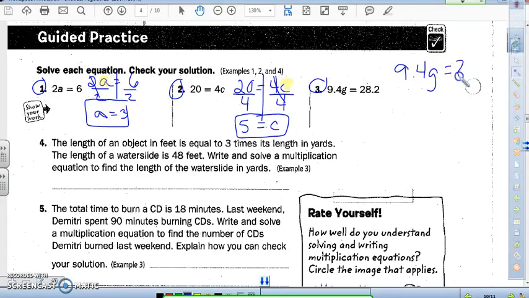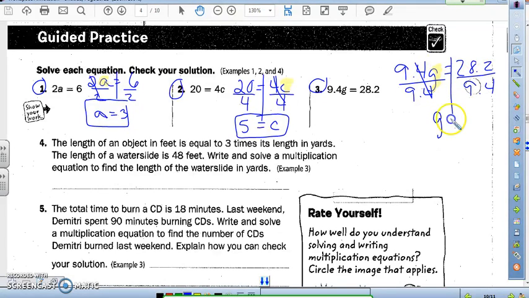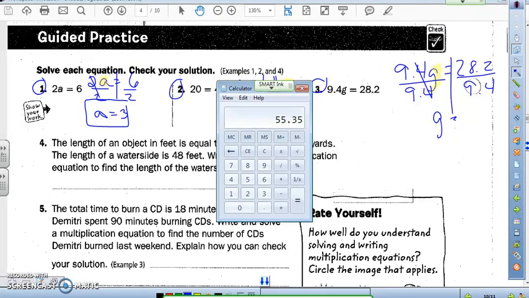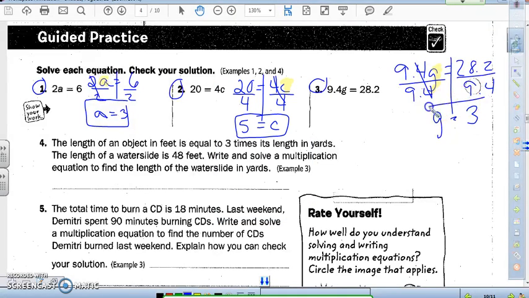9.4G equals 28.2. Highlight. It's multiplication, so I get rid of it with division. So 28.2 divided by 9.4 gives me a plain old 3. So hopefully your checks had 3 lines where you rewrote, you substituted in. If you have any questions on the checks, feel free to ask in class.